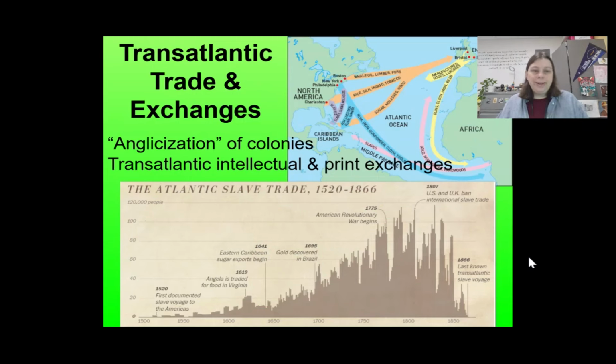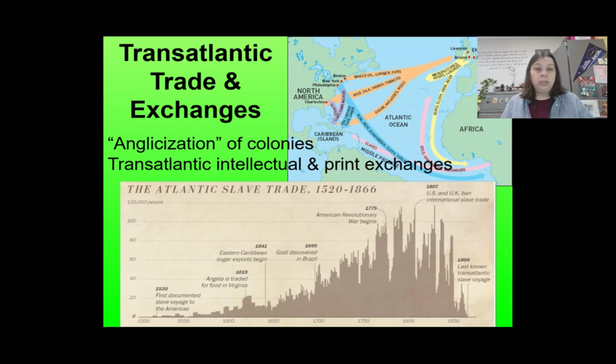Other examples of transatlantic exchanges, the College Board will talk about the fact that the colonies become anglicized, which means that they are English-style governments and English-style societies, no matter how they started out. So even a colony like New York that started out Dutch is anglicized by the time of the Revolution. And that happens through transatlantic intellectual and print exchanges. We're getting newspapers and media and things like that coming to us from Great Britain that greatly influence our society and kick off things like the Revolution here as well.